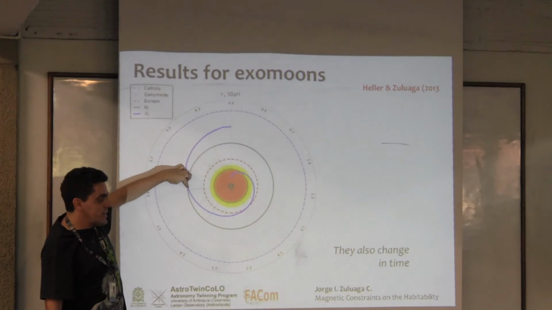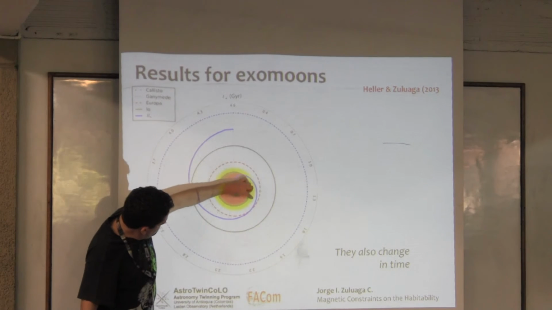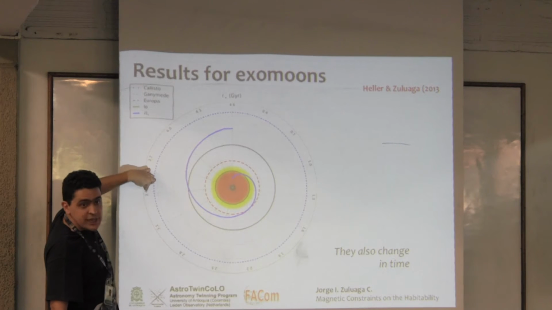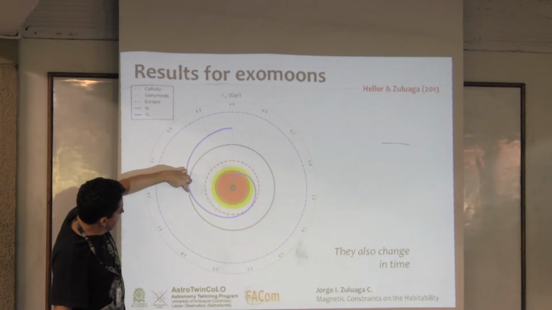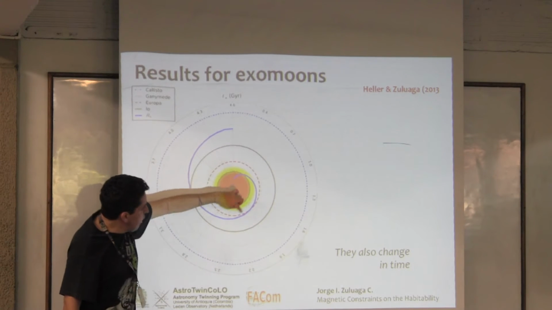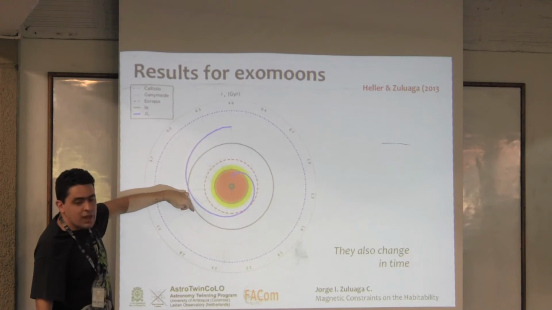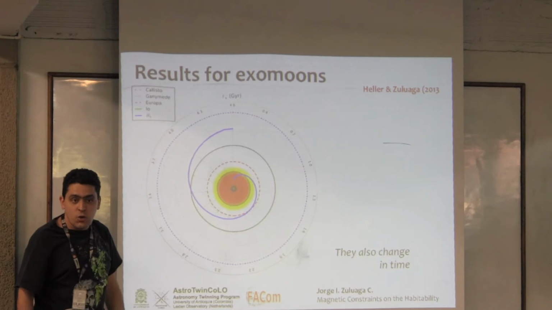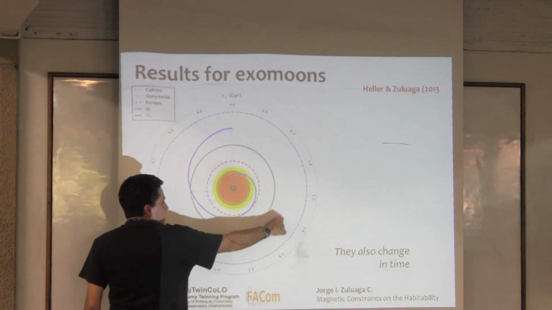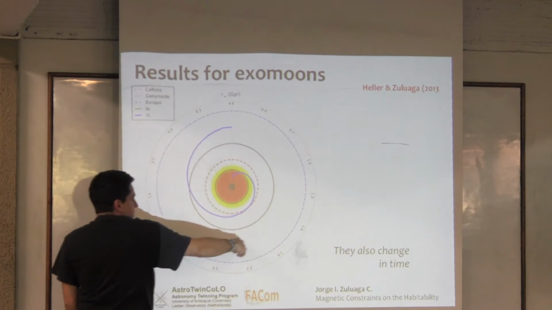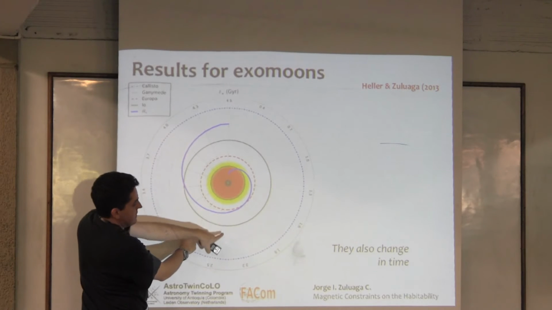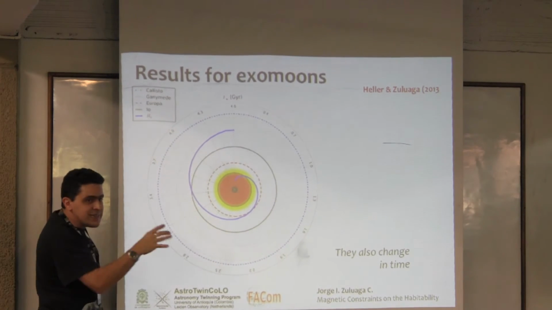So the point here is that during almost 3.4 gigayears, the stellar distance is below the minimum distance at which you can have a habitable extrasolar moon. So actually, to have a habitable moon, they should be here. But the stellar distance of the planet is inside for almost 3 gigayears.